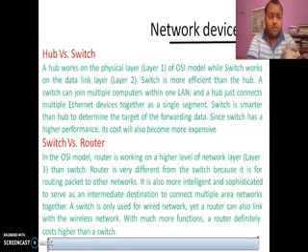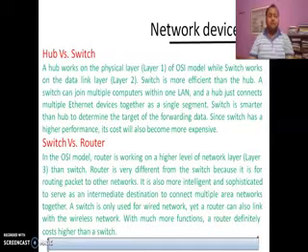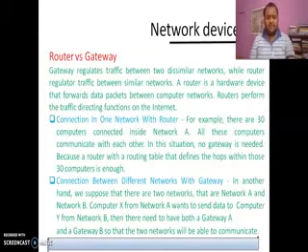Now a switch connects multiple computers over a single LAN, whereas a router connects multiple, for example, LANs or different architectures to a single place. A switch is only used for wired networks, whereas routers are used for wireless networks like your Wi-Fi. We say routers. So from different architectures we can merge them. With much more functions, a router definitely costs much higher than a switch.